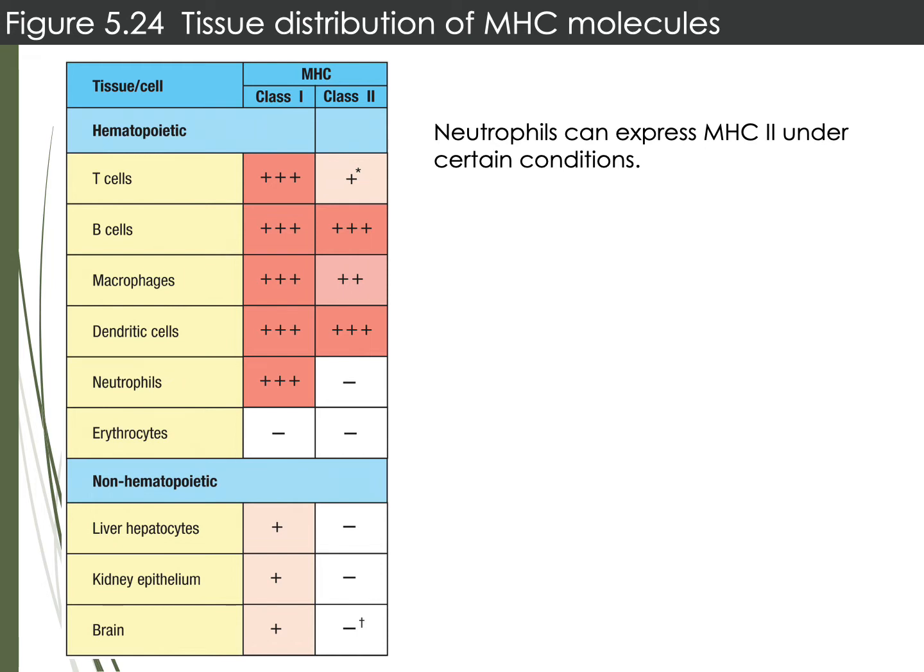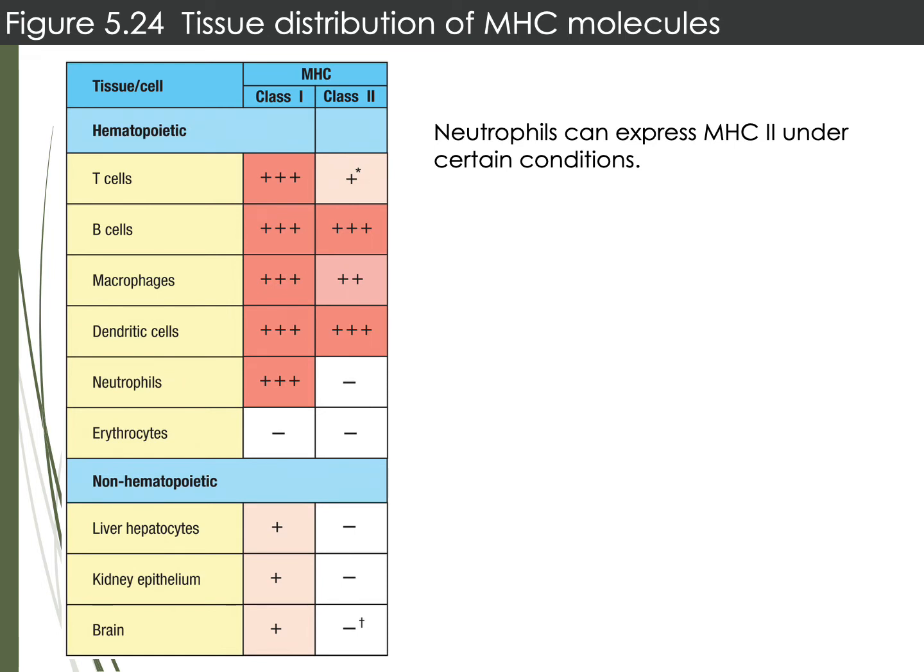When we look at class 2, it is produced in immune cells. You'll notice that cells that undergo phagocytosis, like macrophages and dendritic cells, have high expression of MHC class 2. Now, in your table, it notes that neutrophils don't have class 2 expression.